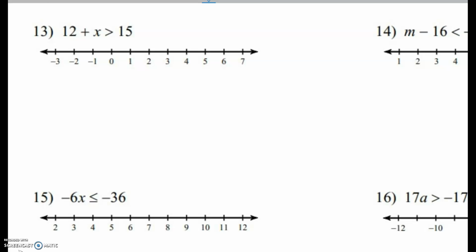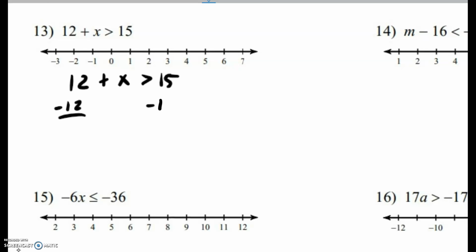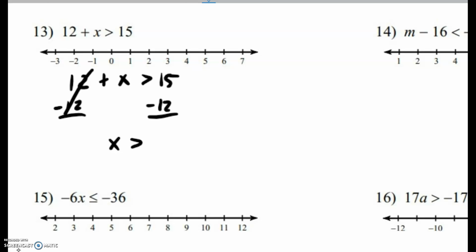So for question 3, we want to solve. We got 12 plus x is greater than 15, and I want to get x by itself. So I'm going to start by just writing down the equation here. Okay, I want to isolate the x, and I can do the same operations that we do to solve equations with inequalities. So I'm going to subtract 12 from both sides to get the x by itself. The 12s eliminate, and I get x is greater than 3.